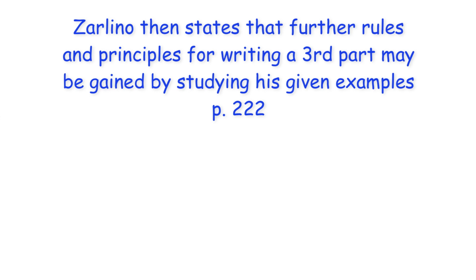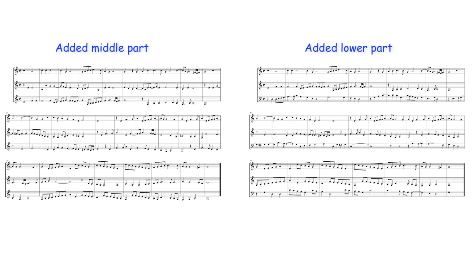Zarlino then states that further rules and principles for writing a third part may be gained by studying his given examples. His examples include two possible additional parts, one which lies between those of the given two-part work, and one which acts as a base to the existing lines.